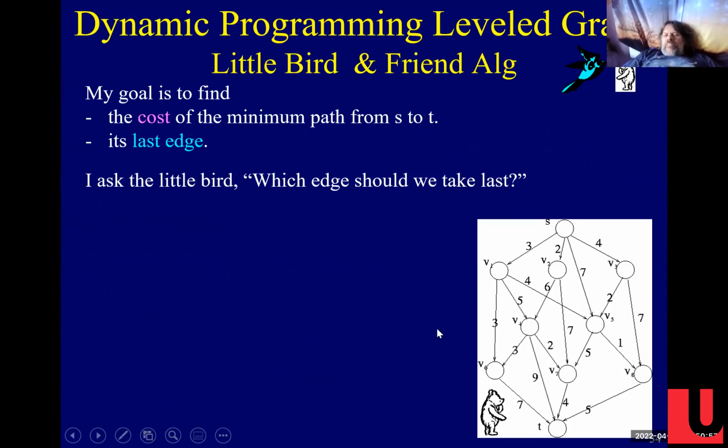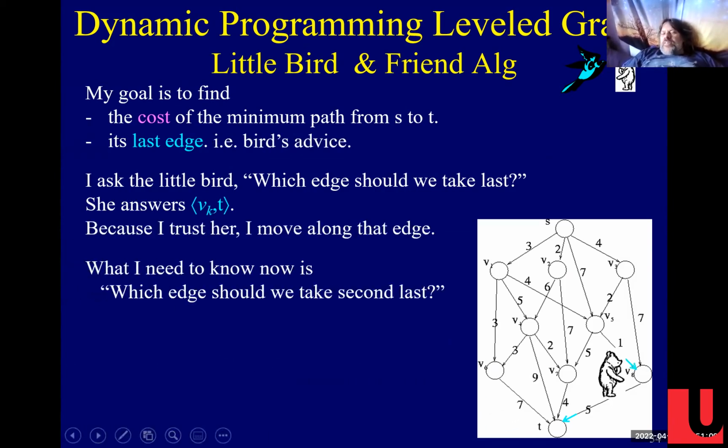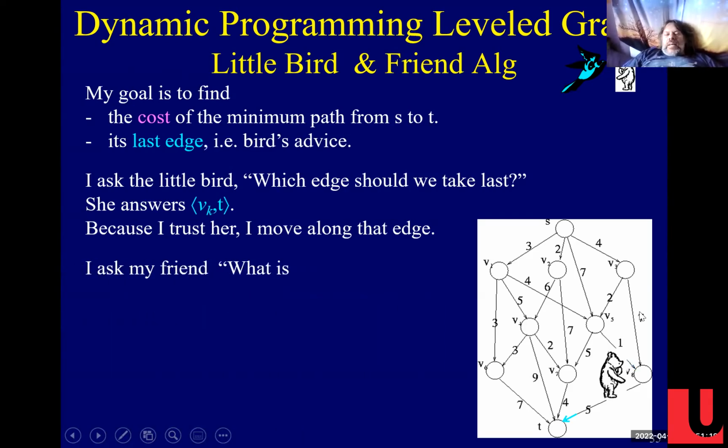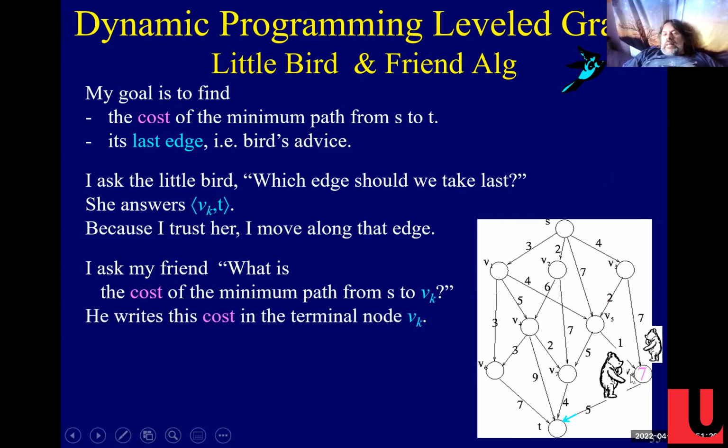I was saying, if I want the best path from S to T, then the first question I might ask the bird is, what's the last edge? And if I kept going, I could move up there and ask her the second last edge, right? But I'm saying we don't do that. We don't have her tell us about the second last edge. Instead, we ask the friend what the shortest path is to get here. That's what I meant by that.